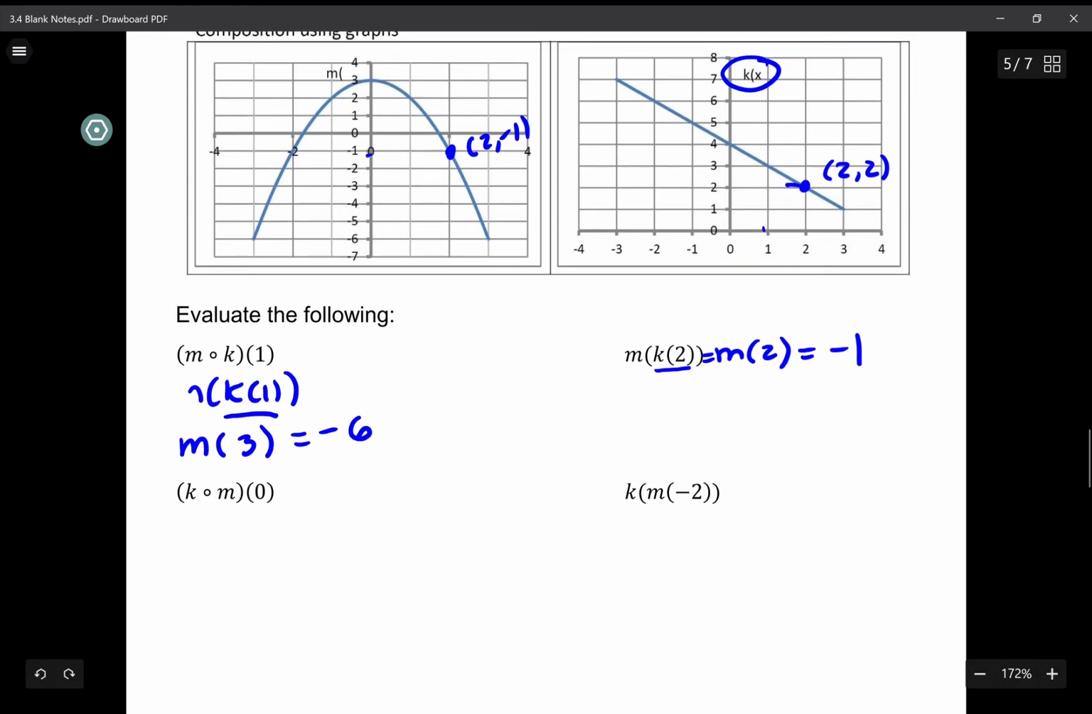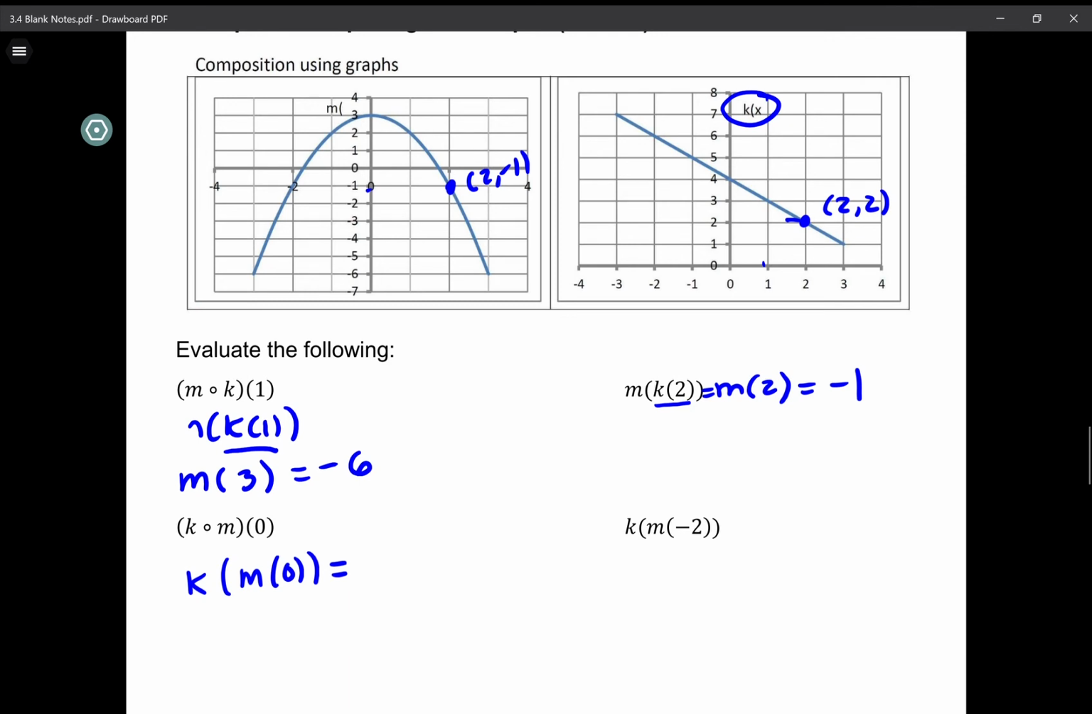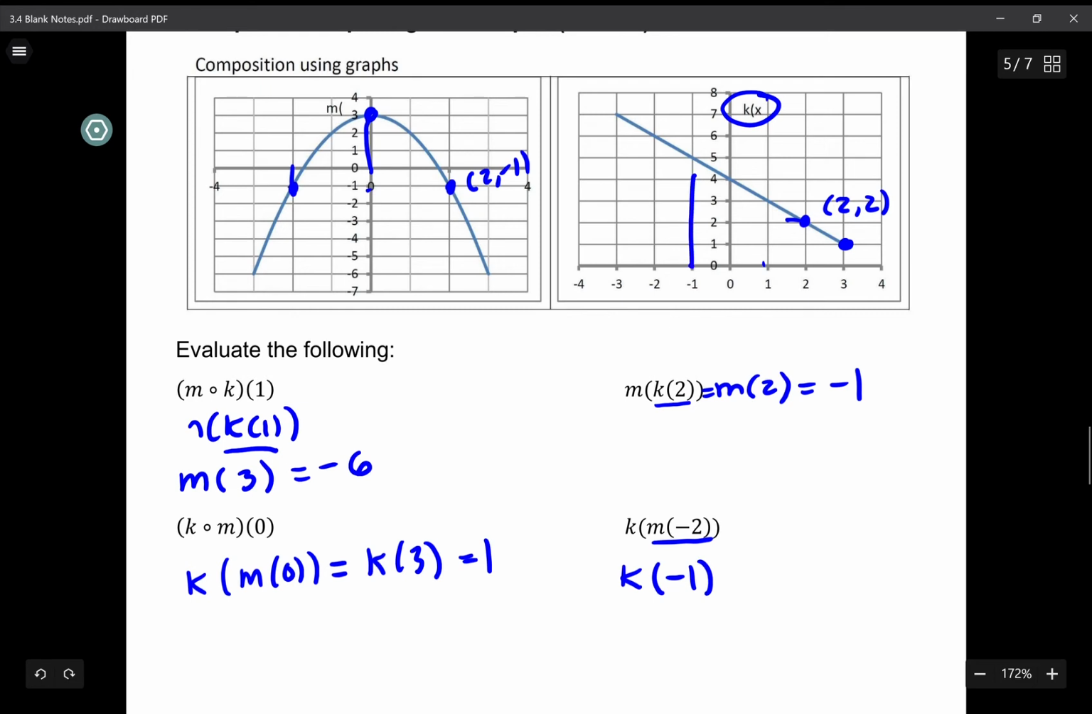All right, welcome back. I hope you were able to solve these. Let's do them together. k of m of 0 equals, looking at the m function now first, m of 0 is 3, so that's k of 3. k evaluated at 3 is 1. k of m of -2. m of -2 is -1. k of -1 is 5. All right, so it's very similar to the process of finding it using the chart. You just have to read those ordered pairs off the graph.